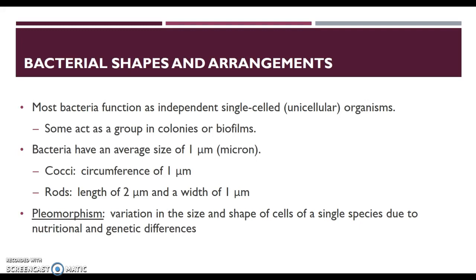Bacteria typically, on average, are in the 1 micron size, so they are incredibly small. Bacteria that are coccus-shaped, their circumference tends to be about 1 micron, sometimes less, sometimes a little bit more. Rods generally have a width of 1 micron, but their length can be up to 2 microns. And there is some pleomorphism that is expected within the same species of organisms, and that's due to any genetic differences or nutritional differences. And pleomorphism just means that there's a variation in size and shape of the cells of that species.